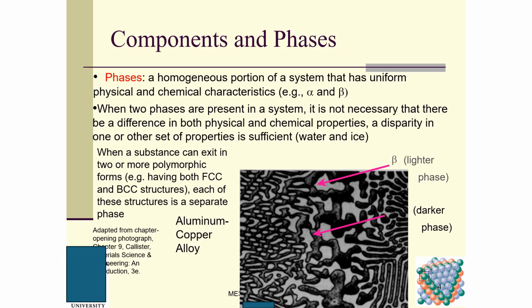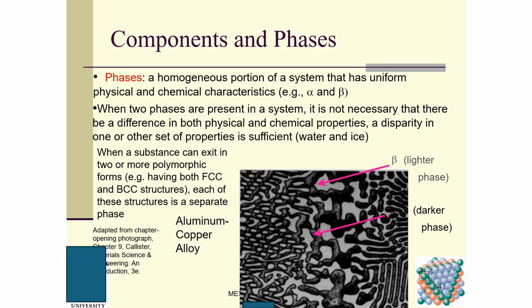Then we talk about phases. A phase means a homogeneous portion of a system that has uniform physical and chemical characteristics. For example, alpha and beta titanium alloy. They have titanium alpha and titanium beta, and they are different, so they are called two different phases.